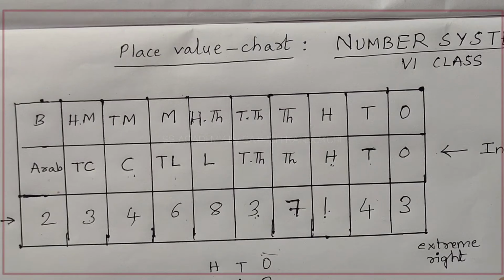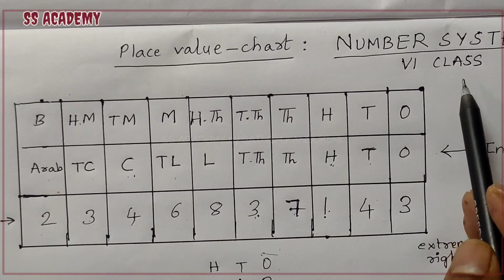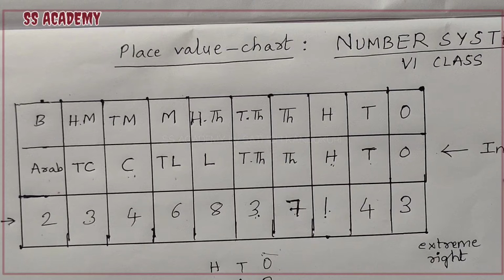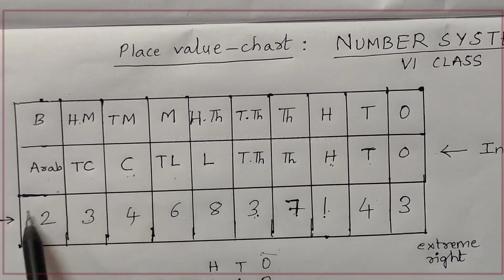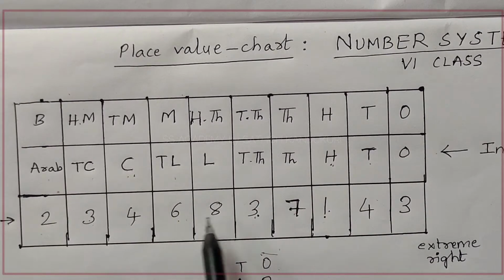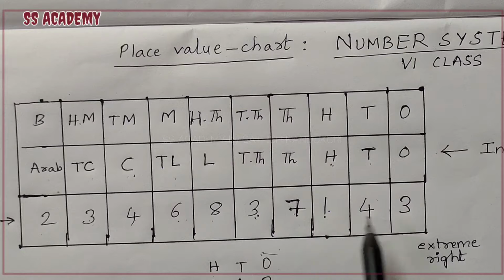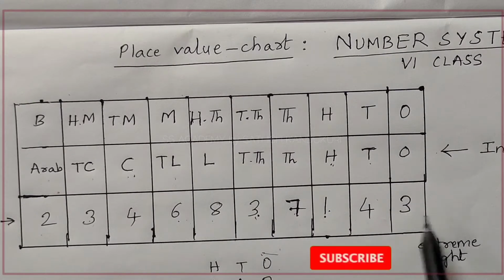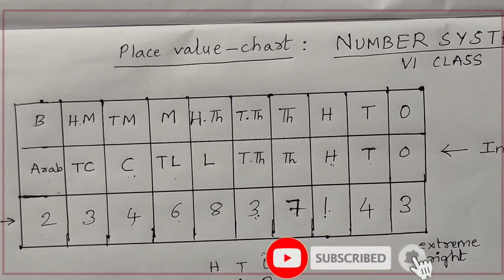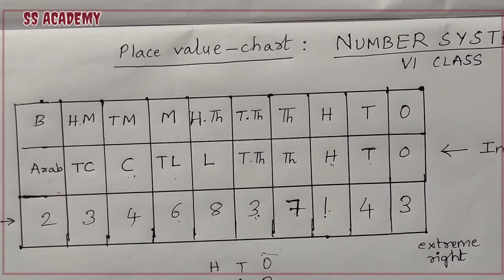Today's topic is number system for 6th class. In this number system, let us discuss the Indian number system first. To explain the Indian number system, I am taking this particular number, 2346837143. With the help of this number, I am explaining you the Indian number system.